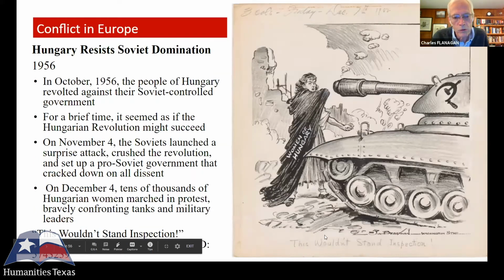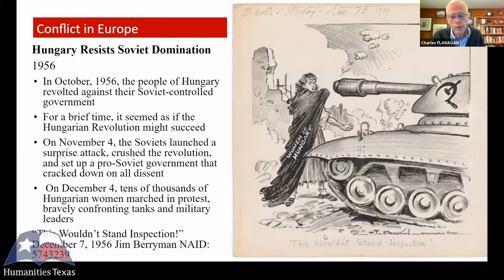But I think this is the most dramatic cartoon I have. This one is about an incident that I don't know if you teach. It's about the Hungarian uprising in 1956. So it's the same time as that H-bomb cartoon was published, just a week later, and just before the presidential election in the US. In October of 56, the people of Hungary revolt against their Soviet puppet state that rules the country.